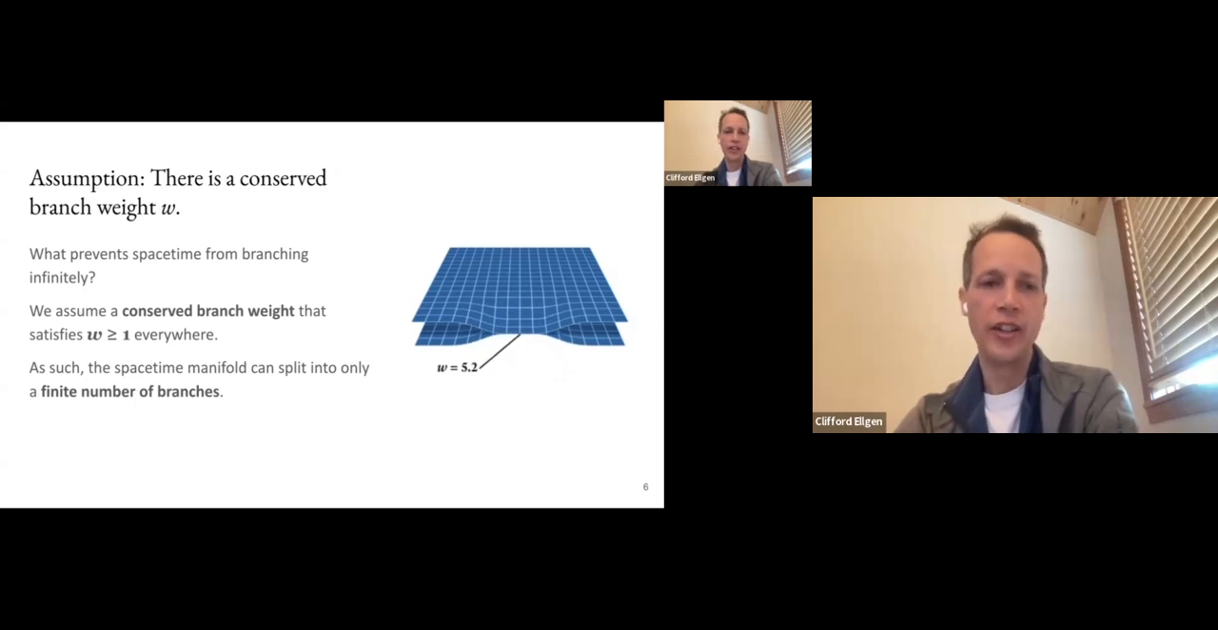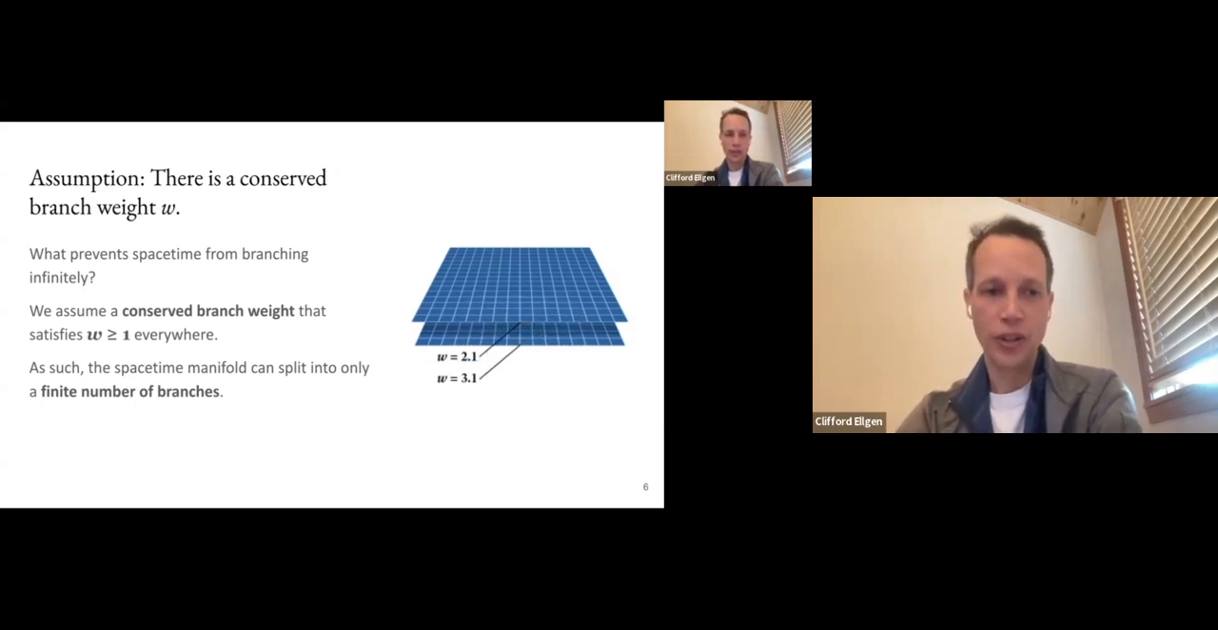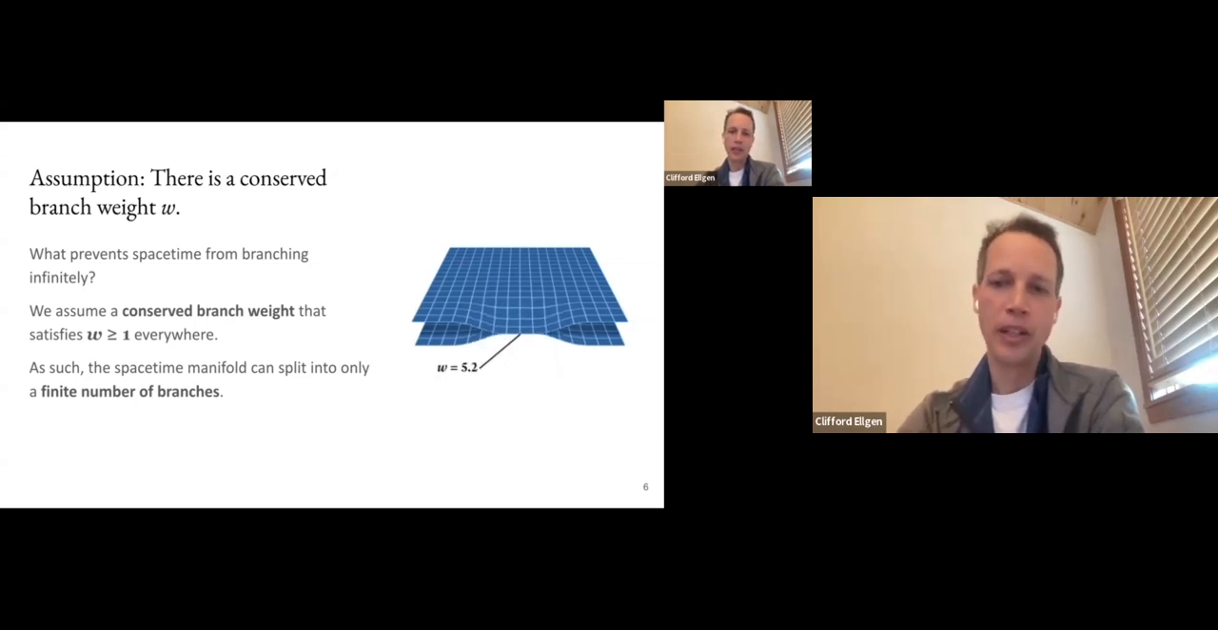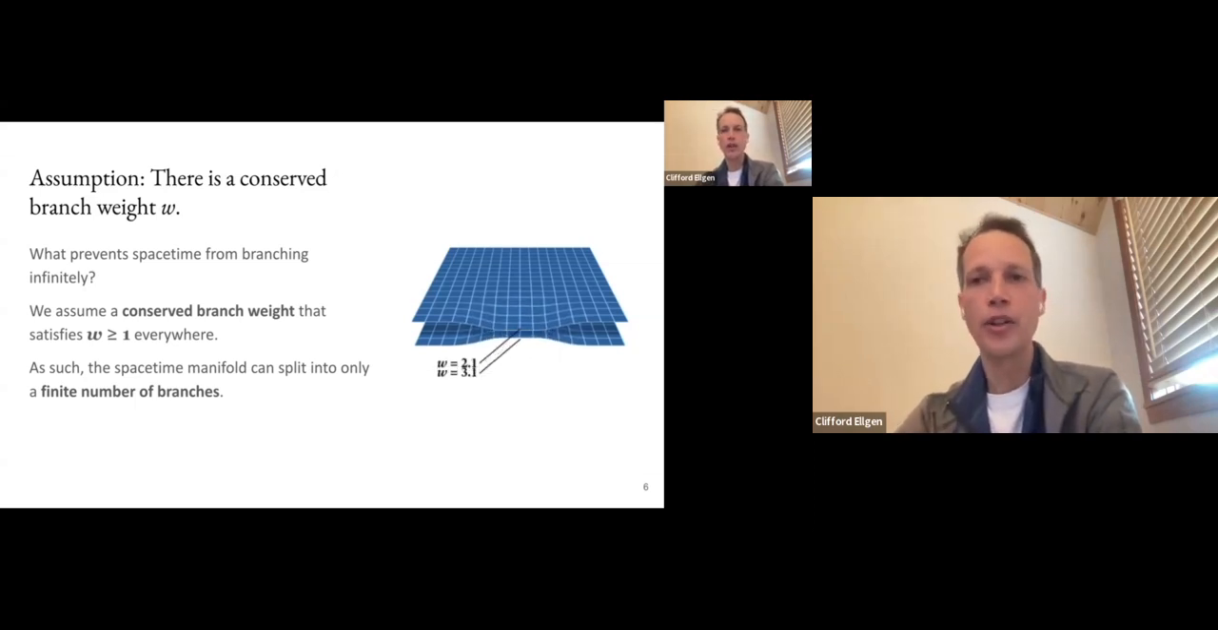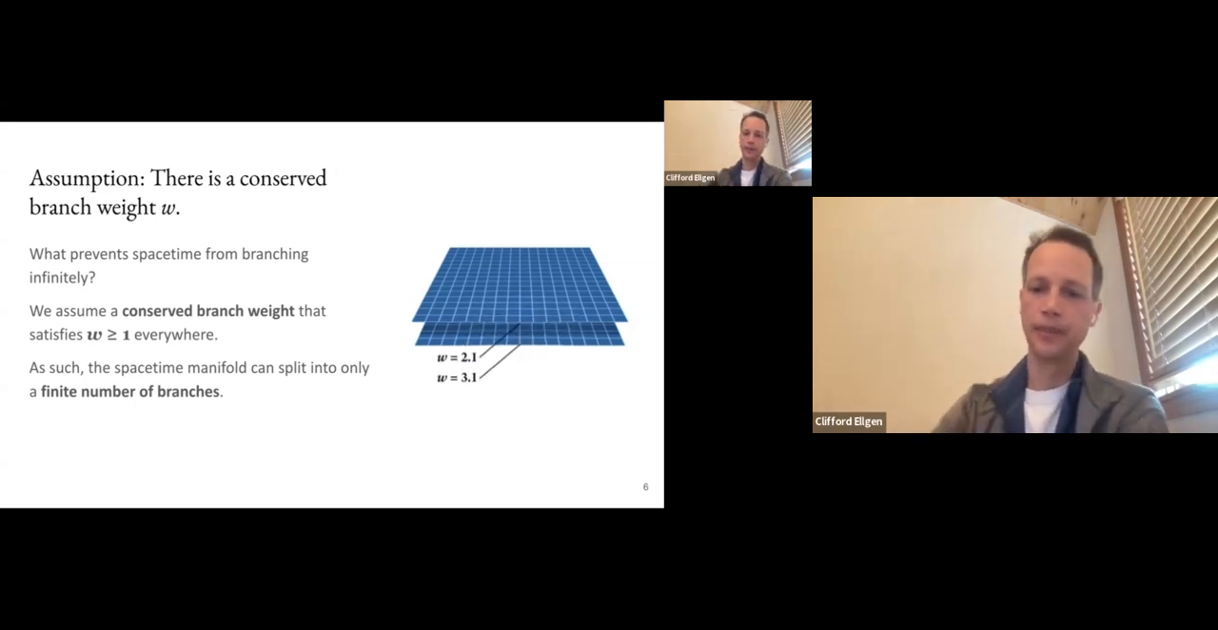The notion here is that if we had, for example, a branch of weight 100, and we introduce this constraint that the branch weight is additive and the branch weight must be greater than or equal to 1 everywhere, then a branch of weight 100 cannot split more than 100 times while keeping that branch weight greater than or equal to 1. So these combined notions that there is a conserved branch weight and that branch weight must be greater than or equal to 1 keeps the branching finite.